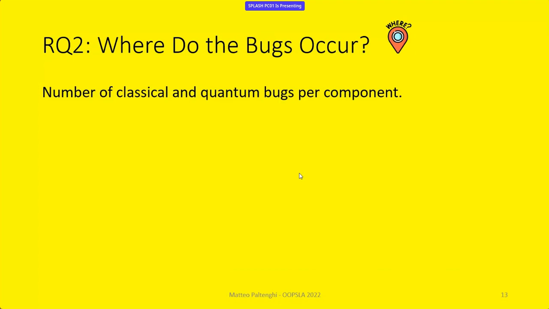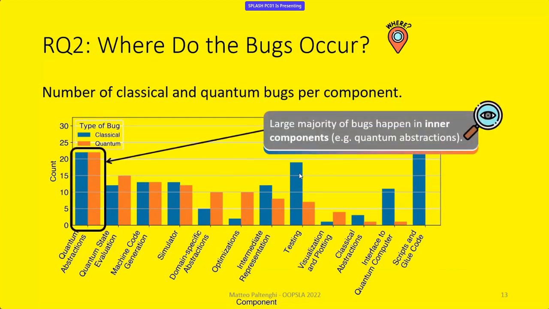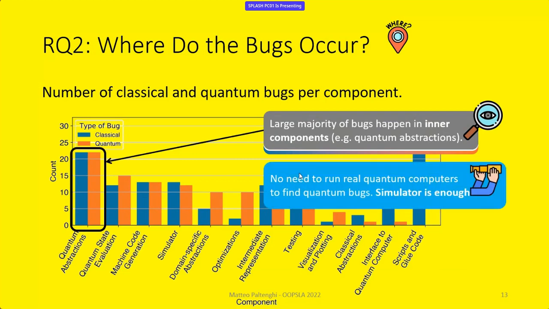Now, for each of these components, which in total are 12, we compute how many classical and quantum bugs there are for each component. And this is the result. On the horizontal line, we have the different components. On the vertical axis, we have how many classical or quantum bugs we have. And here, what we can observe is that the large majority of these bugs happen in inner components, namely, for example, quantum abstractions. So this, for us, is an insight that perhaps at this stage, running on a real quantum computer to find bugs is maybe not needed. Maybe we can still use simulators to find bugs, because even a simulator can exercise this part of the platforms.